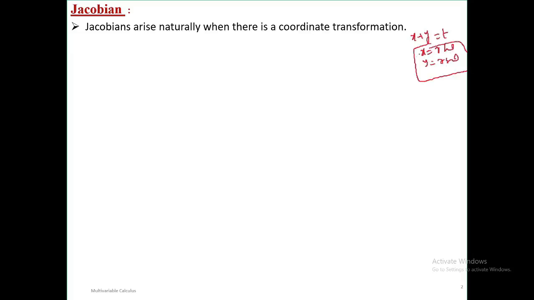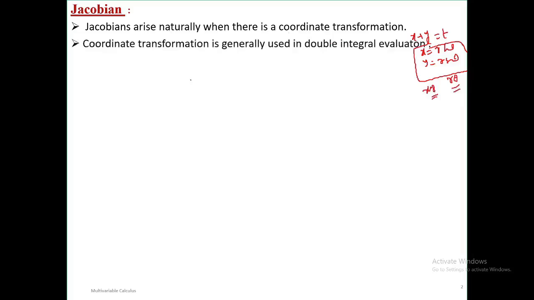The old coordinate system is x, y, and the new coordinate system is r comma theta. So x comma y is transforming to r comma theta, like that. When there is a coordinate transformation, the Jacobian is naturally useful. You will learn about this Jacobian in depth next semester, in integral calculus. In this class we are just discussing the basic concepts of Jacobian.